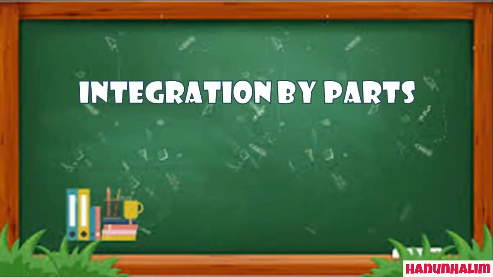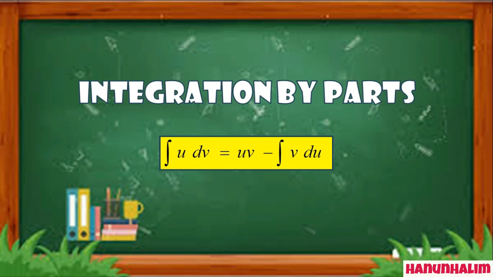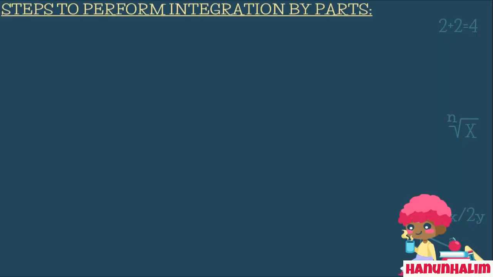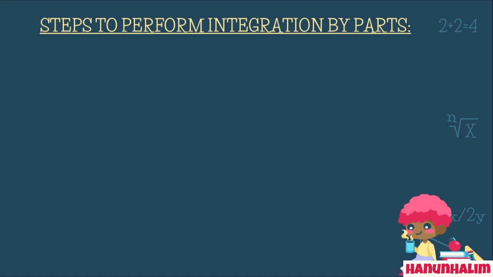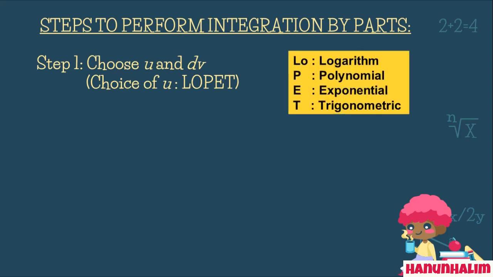Actually, for integration by part, there's a formula which is integral u dv equal to uv minus integral v du. So these are the steps on how to perform integration by part. The first step is we need to choose u and dv from our question. To choose u, we can use this tip, which is LOPAT. What is LOPAT? L stands for logarithm, P polynomial, E exponential, and T is trigonometric. So we must choose u based on this LOPAT.